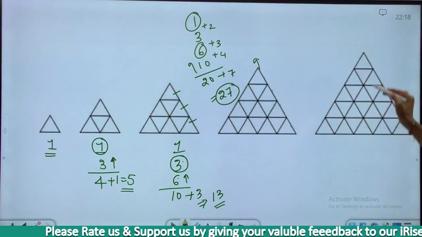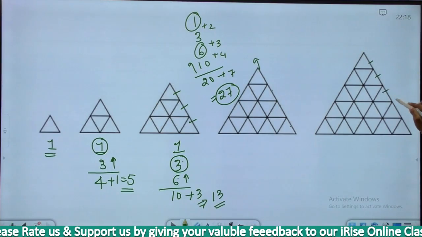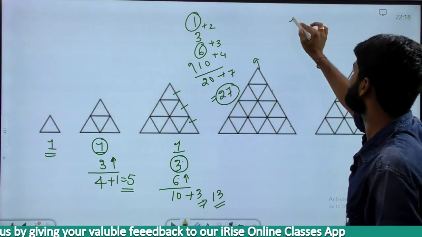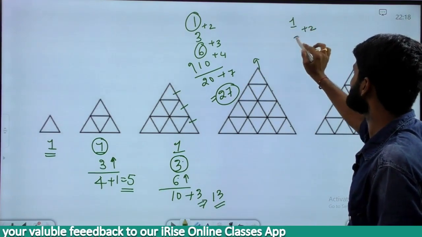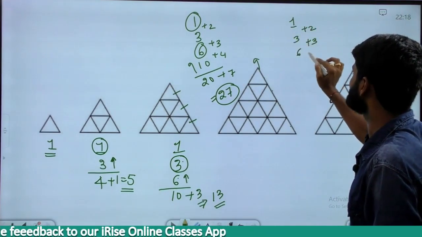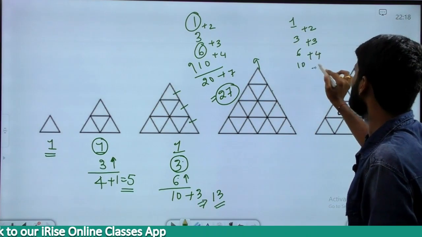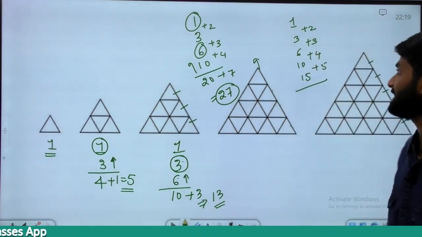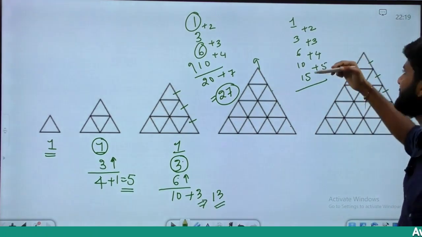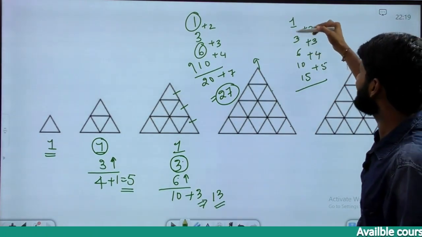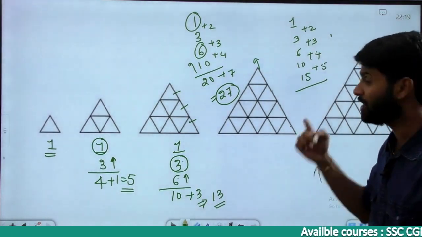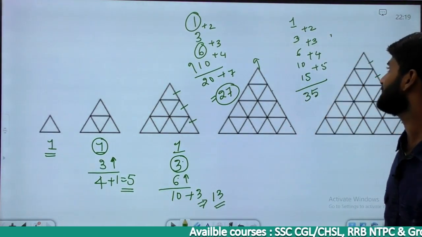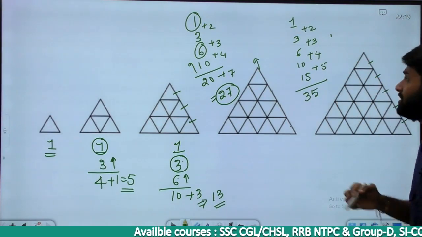For example, this figure is given. First of all, count 1, 2, 3, 4, 5. So 5 bases means consider the first 5 numbers. What are the first 5 numbers? 1 plus 2 is equal to 3 plus 3 is equal to 6 plus 4 is equal to 10 plus 5 is equal to 15. These are the 5 numbers we just consider. And simply add all the numbers, guys. So 6 plus 3 is 9, plus 1 is 10, plus 10 is 20, plus 15 is equal to 35, guys. So 20 plus 15 is equal to 35.